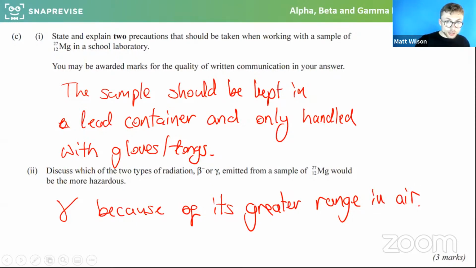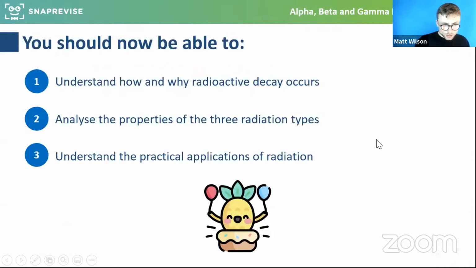In the meantime, you should now be able to understand how and why radioactive decay occurs, analyze the properties of these 3 or kind of 3.5 radiation types, and talk about their applications and also their dangers.